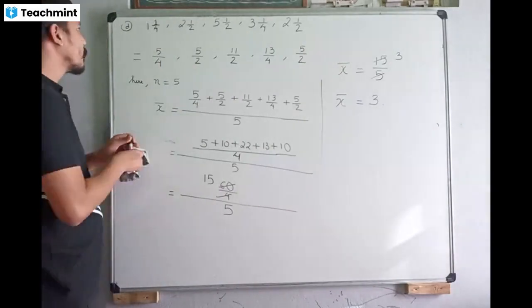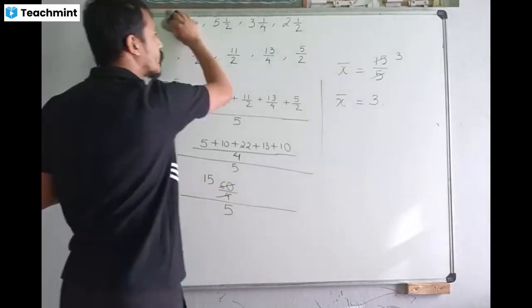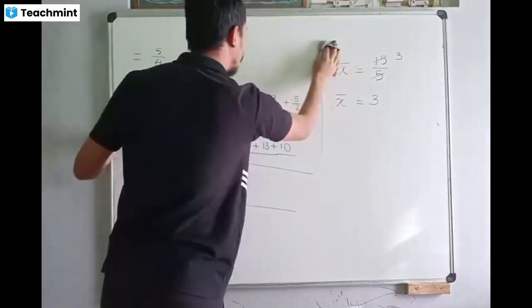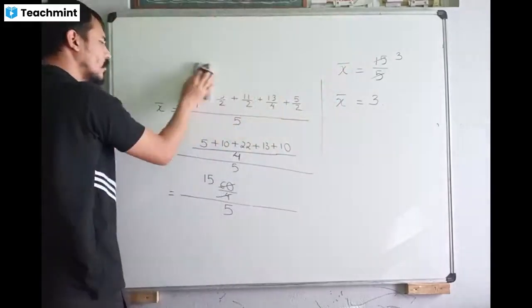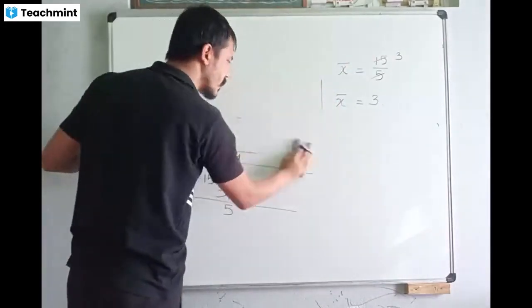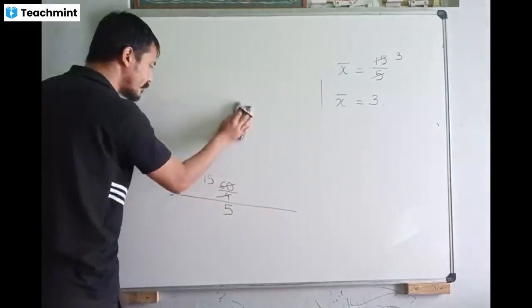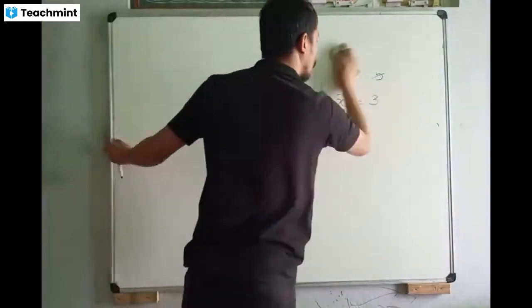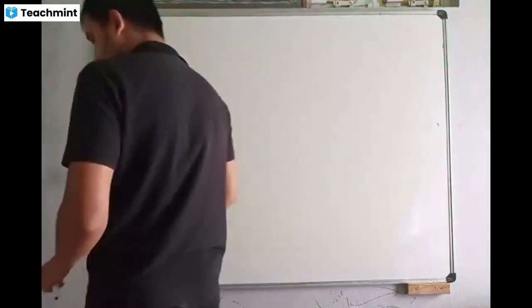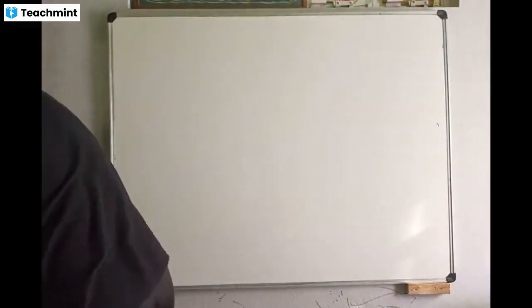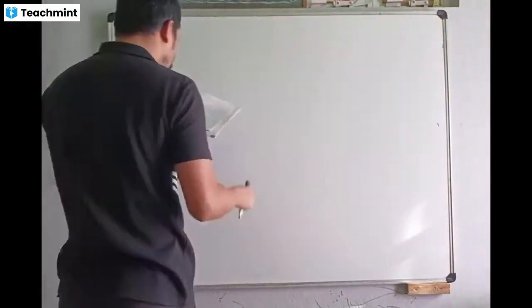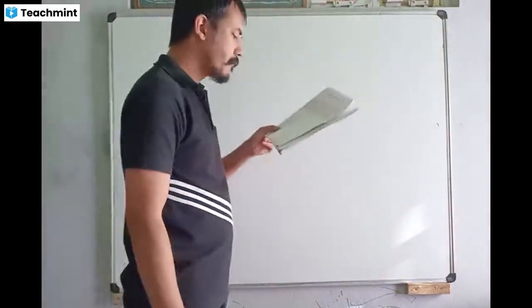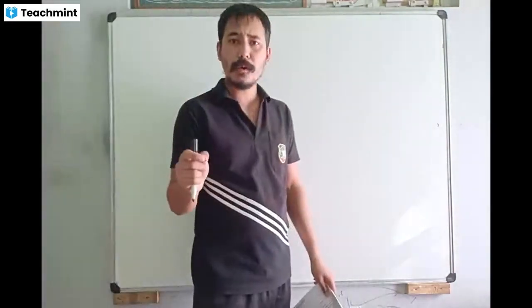So if this is done, we shall go for the next problem, that is question number 2. So this problem completes the first question, that is question number 1. Now in question number 2, find the mean of the first 10 whole numbers.